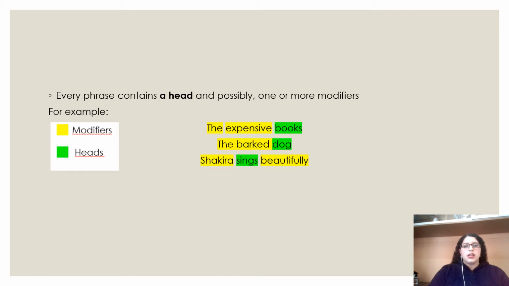Every phrase contains a head and possibly one or more modifiers. Everything depends on the classes of modifiers that the sentence contains. For example, the phrase "the expensive books" consists of the head, in this case books, while the words expensive and the are modifiers of the head.